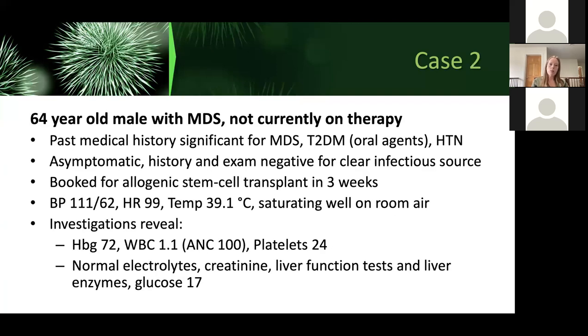So the second case was a much more complicated presentation of febrile neutropenia. So this gentleman, again, is a 64-year-old with myelodysplastic syndrome. So his neutropenia is related to his medical condition. It is not related to any systemic therapy that he's on, because he's not actually on any therapy at this point in time. He had failed all management for his MDS and was booked for an allogeneic stem cell transplant in 3 weeks' time in Ottawa.